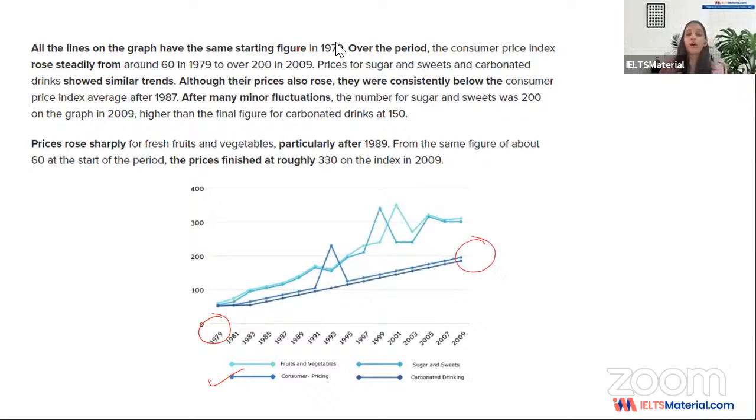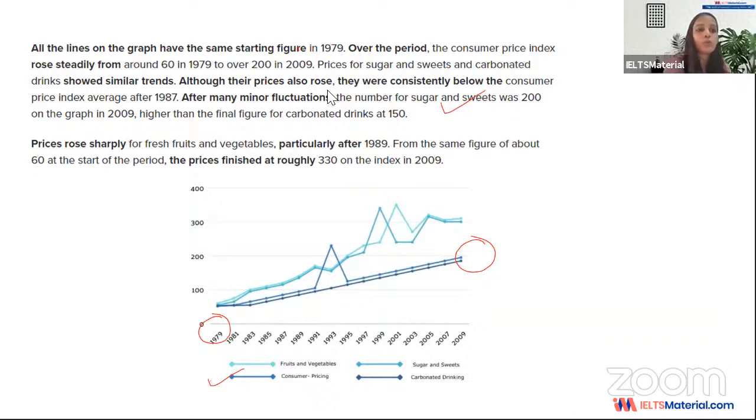200. Now you can write similar trends in one para and you can write the other trends in the second para. That's one option. You can write about individual trends and make sure that you also do some comparison or contrast between the trends. So for example, here, consumer price index and sugar and sweets are being compared. Now here we have done another contrast, right? So sugar and sweets, this figure is higher than the carbonated drinks. That's 150. So this way you can show the contrast.